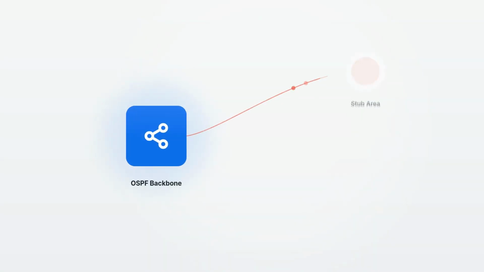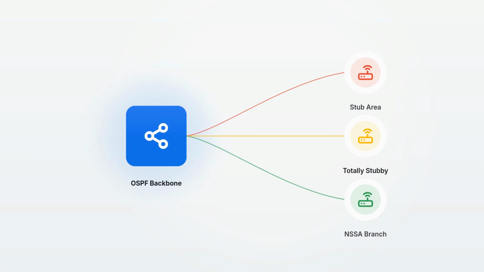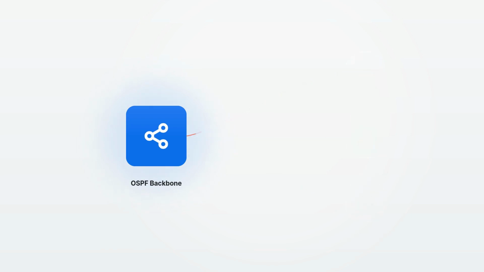Special OSPF area types matter because branch routers don't need the full flood of routing detail. Cut down the information, and you get smaller tables, less processing, and simpler, cleaner path decisions at the edge.